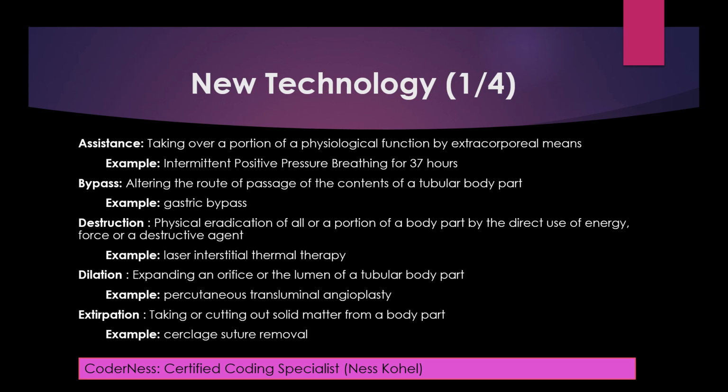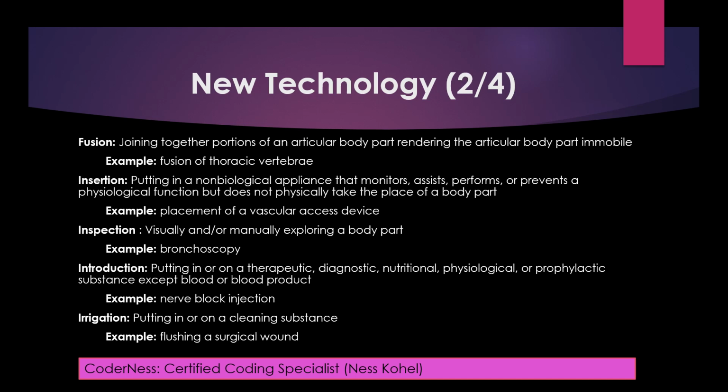Extirpation is taking or cutting out solid matter from a body part. An example is cerclage suture removal. Continuing on with new technology. Fusion is joining together portions of an articular body part, rendering the articular body part immobile. Example is fusion of thoracic vertebrae.